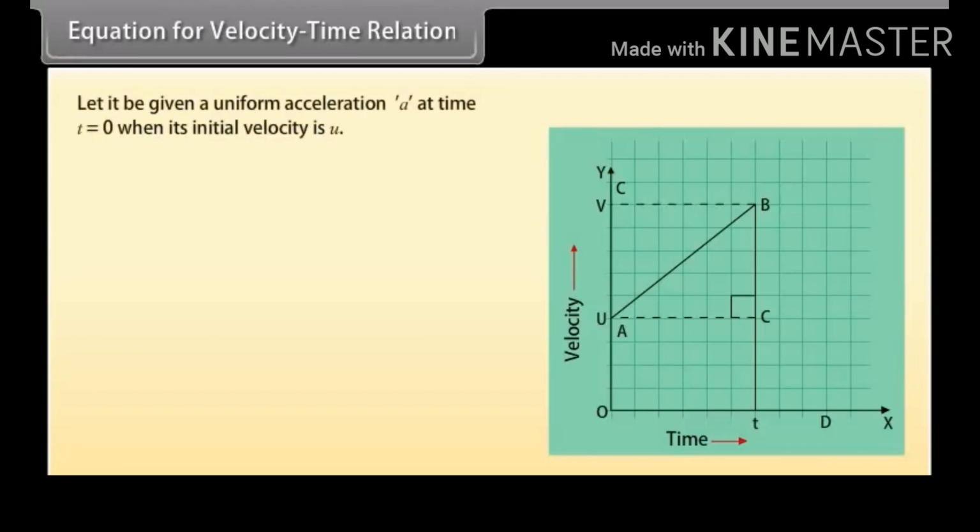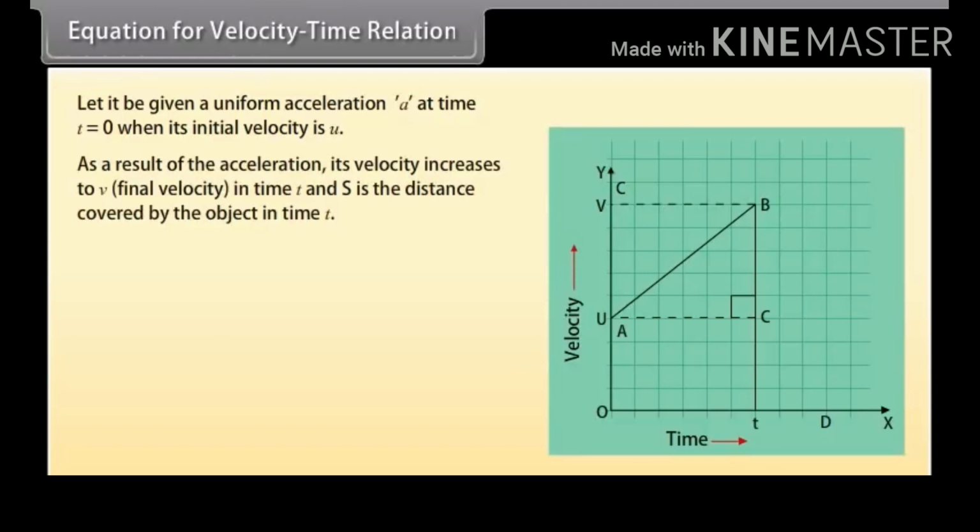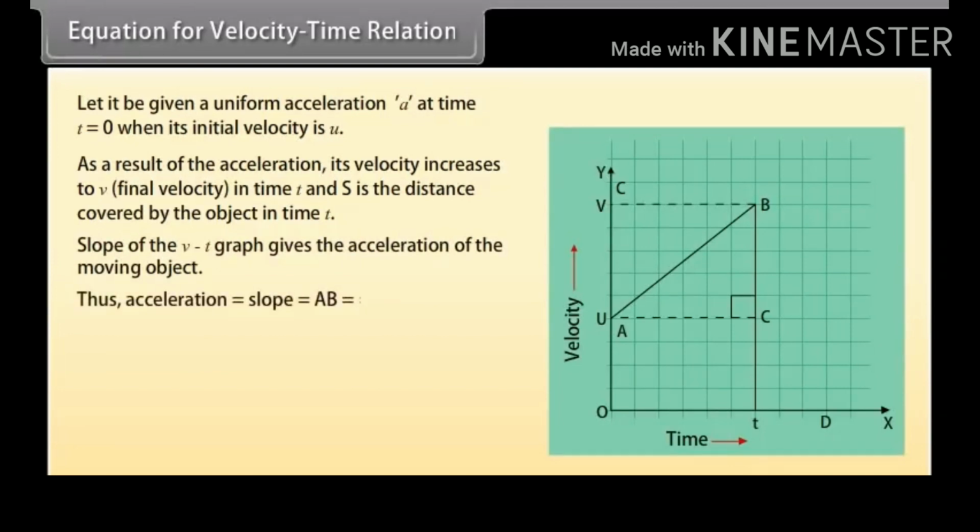Let the object be given a uniform acceleration a at time t equal to 0 when its initial velocity is u. As a result of the acceleration, its velocity increases to v in time t, and s is the distance covered by the object in time t. The slope of the v-t graph gives the acceleration of the moving object. Thus, the acceleration equals the slope, that is AB.